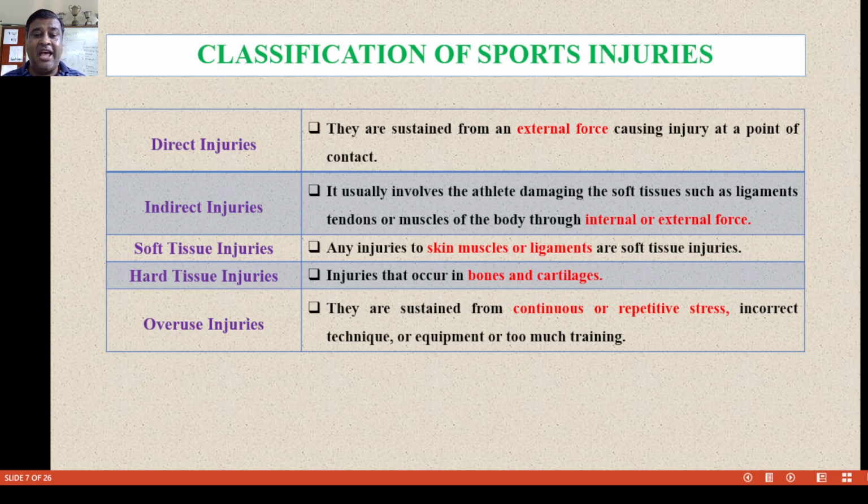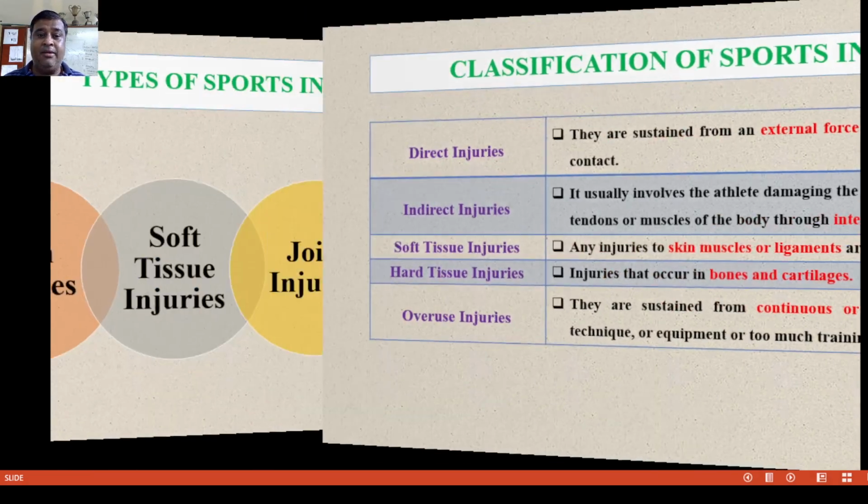Soft tissue injuries: any injuries of the skin, muscles or ligaments are soft tissue injuries. What are hard injuries? Hard injuries occur in the bones, ligaments or cartilages. What are overuse injuries? Continuous or repeated stress on the bones, muscles, cartilages, and incorrect techniques or equipment used in training can cause overuse injuries.